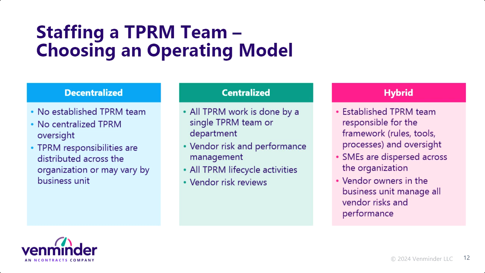In the centralized model, all third-party risk management work is handled by the same team. That means not only the framework of third-party risk management is handled by that team, but also the actual management of the vendors themselves. They also would be responsible for all of the vendor risk reviews and issue mitigation, et cetera. Now, in a hybrid team, what we see is an established third-party risk management team who's basically responsible for the framework and for oversight.